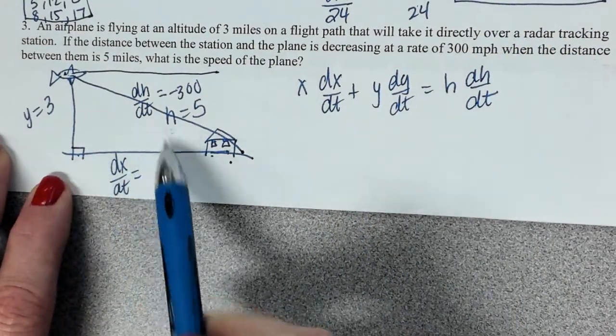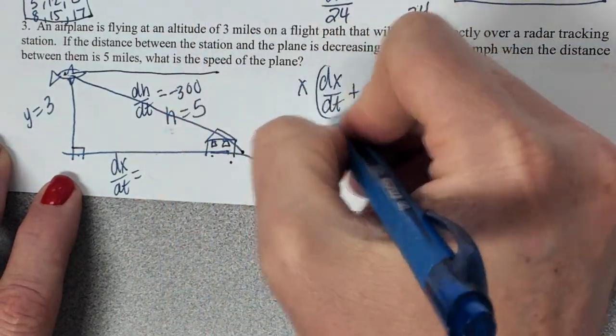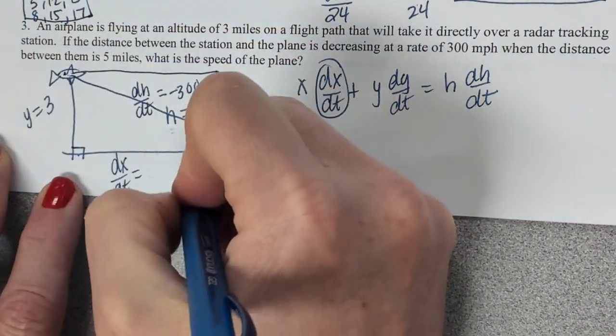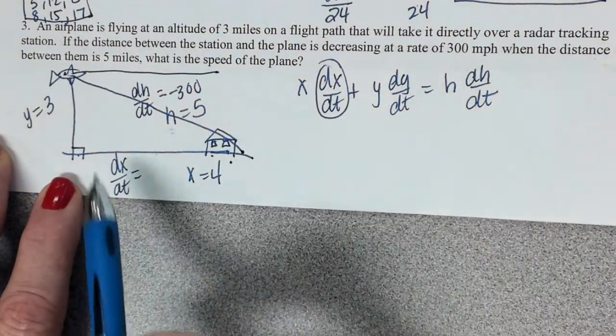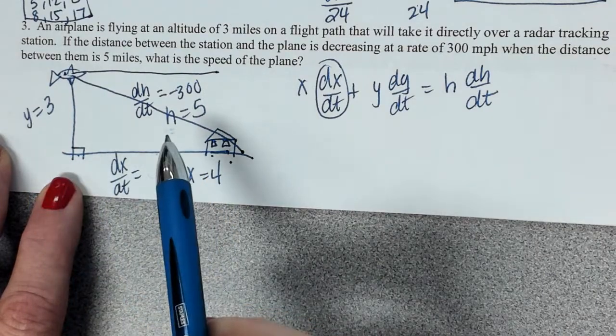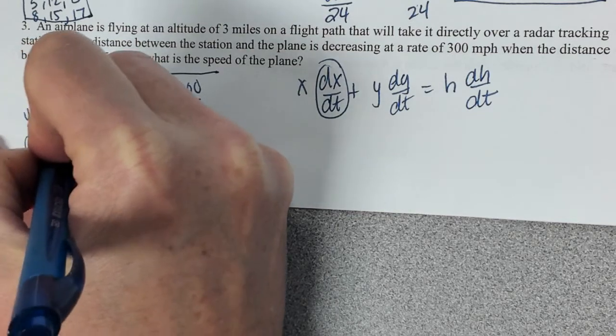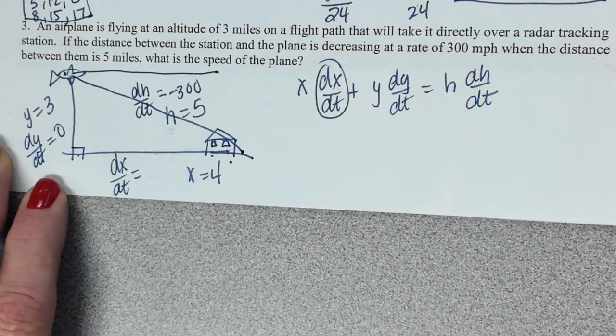Okay, so we need more information, guys. We're trying to solve for dx dt. Does anyone know anything else? Okay, I heard x has to be 4. Does everybody agree x is 4 because it's a Pythagorean triple? Lindsay just said that dy dt needs to be 0. Do we agree with that?